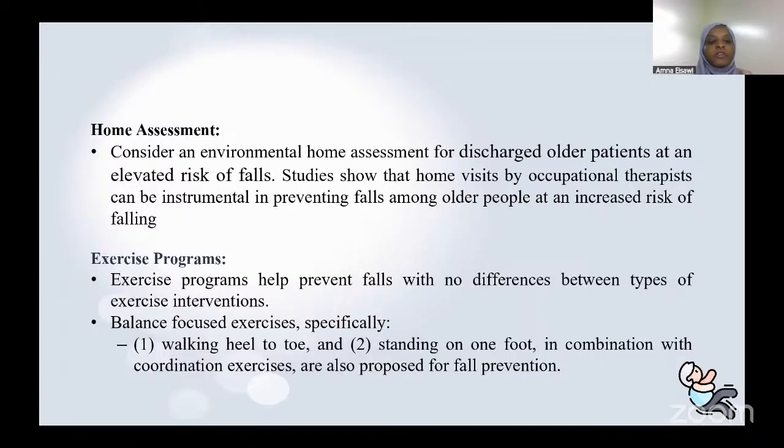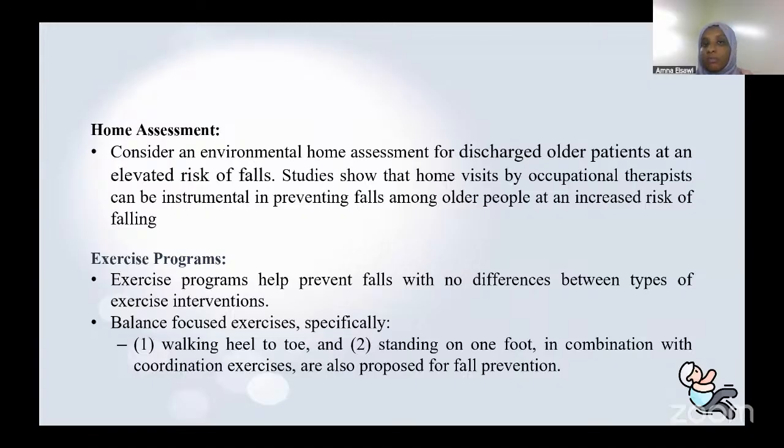Okay, moving on to the exercise program. Now, the exercise programs help prevent falls, right? With no differences between the types of exercise. So it doesn't matter, is the patient doing Tai Chi, are they doing cardio, are they doing normal walking exercises? The type of exercise does not really matter. What matters is that they get an exercise program tailored to them.